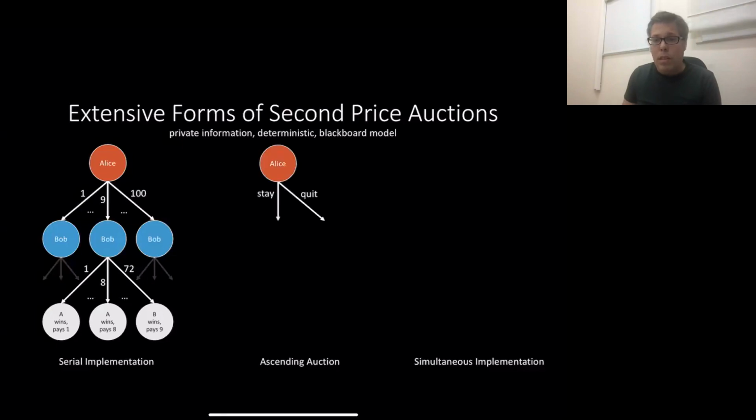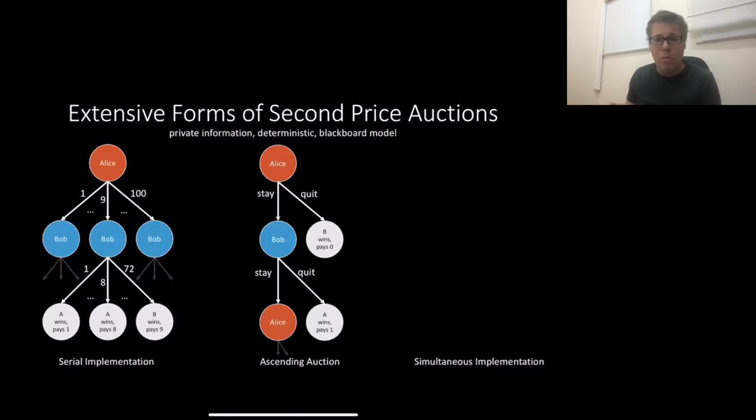We also have the ascending auction implementation. Here, say Alice starts, and she has 2 options, stay or quit. If she quits, then Bob wins and pays 0. Otherwise, it is Bob's turn. Bob can decide whether he wants to stay or quit. If he quits, then, say the price increases by 1, Alice wins and pays 1. Otherwise, it is Alice's turn again, and so on and so forth.